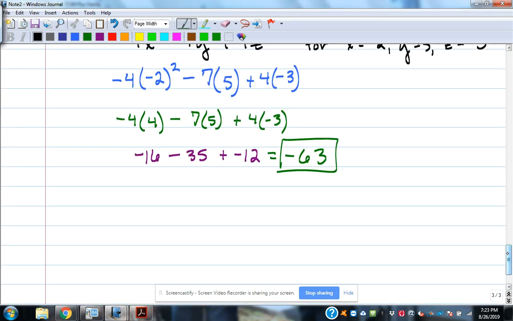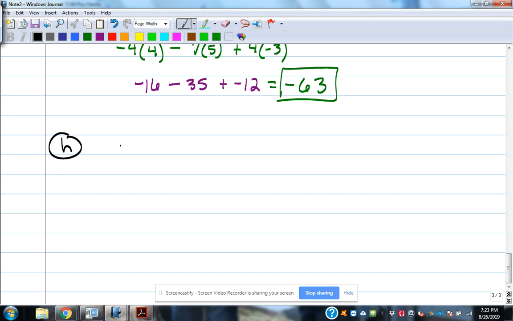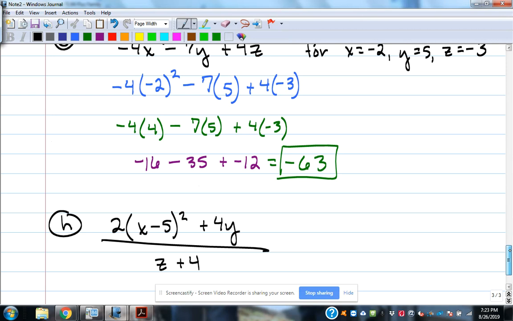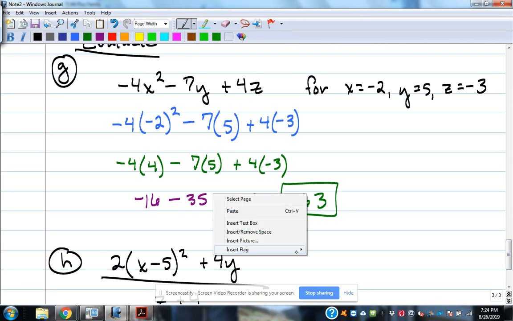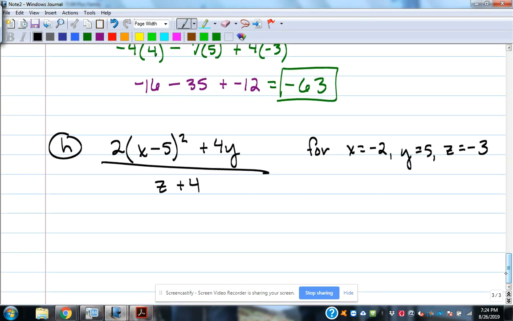Let's do another one of those evaluation problems. What letter are we on? H? Yep. 2 parentheses x minus 5 squared plus 4y over z plus 4. And I'm going to use the same variable values that we used in the first one. Same values for x, y, and z.